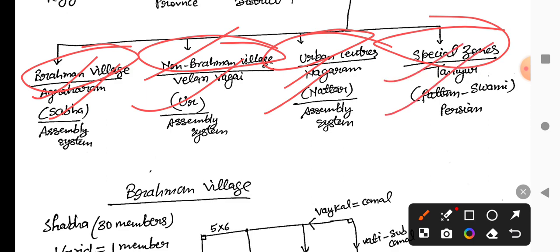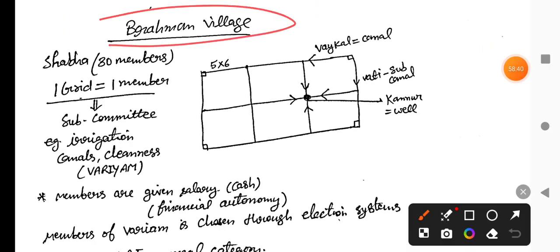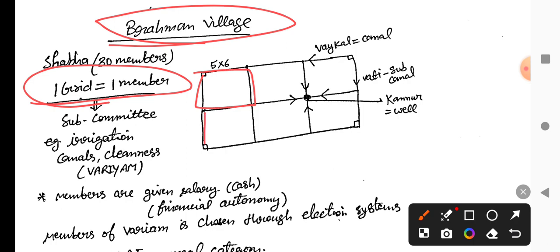Okay. Pattam Swami. This is also the assembly system of special zones. And next is the Brahmin village. Sabha was the 30-member council, and one grid is equal to one member. 5 into 6 square kilometers. One grid is equal to one member, so one member can control only one grid.